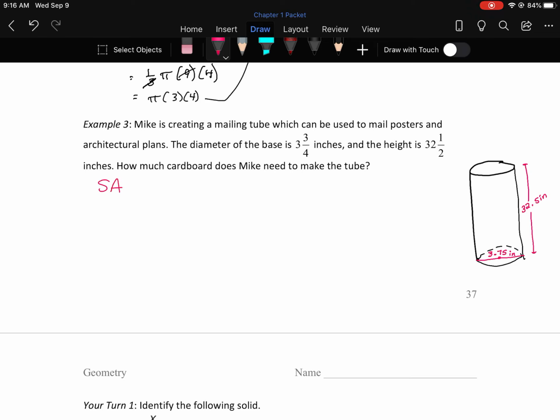All right? So the formula, if we're using the ones above, is 2 pi r h plus 2 pi r squared. If the diameter is 3.75, the radius is half of that. Because look, we need the radius. So radius is half of the diameter. So it's 1.875. Okay, that's what the radius is. So now we can substitute everything in.